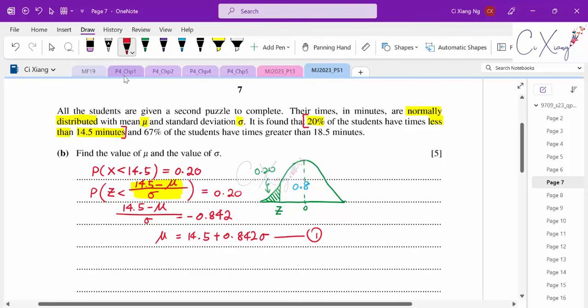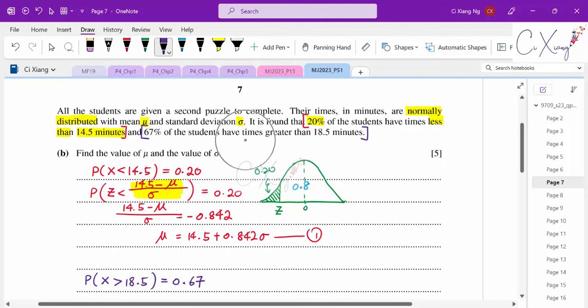Okay, so with only one equation, it is not enough for me to find the mean and also the standard deviation. Therefore, I want to form another equation. How to form another equation? So we continue to read the question again. Now they said 67% of the students have time greater than 18.5 minutes. Again, when they say the time is greater than 18.5, so when I write, it should be x greater than 18.5 equals to what is the probability? They said 67%. If I convert into probability, it will be 0.67.